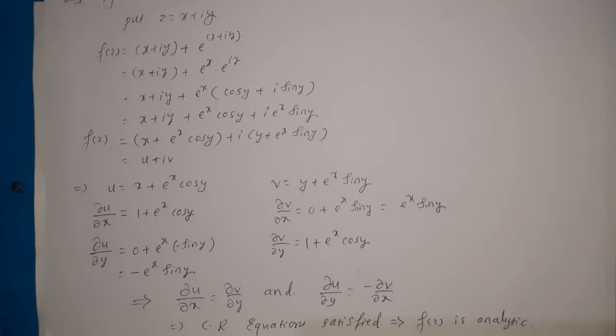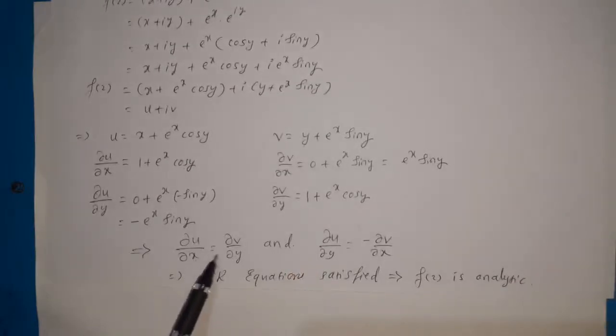Then by comparing those 4 derivatives, we can come to the conclusion that dou u by dou x equal to dou v by dou y and dou u by dou y equal to minus dou v by dou x. So, here these two must be of opposite sign. If one is positive, the other must be negative. Then if these two conditions hold good, then CR equations are satisfied. If CR equations are satisfied, then we can conclude that f of z is analytic.